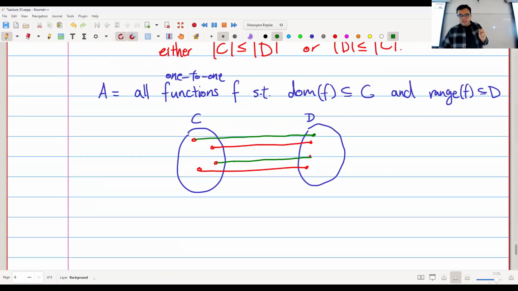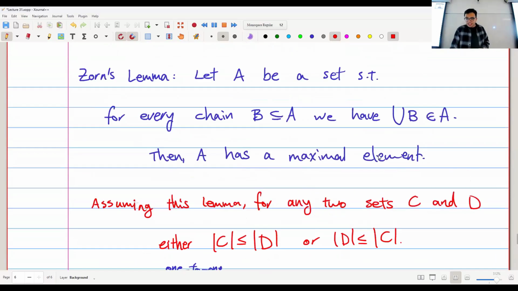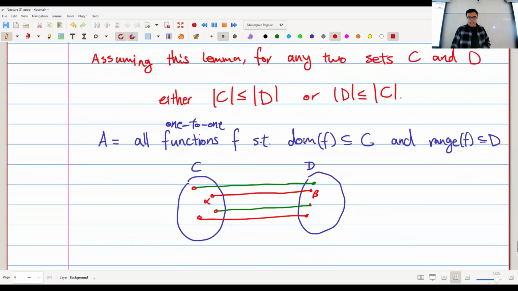So if I have a first function mapping alpha to beta, then I cannot have another function in the same chain that maps alpha to somewhere else, right? Because then it would not be a subset anymore. It's no longer a chain. Okay, so whenever I have a chain of functions, I can take their union. And again, this was a chain of one-to-one functions. So its union is also a one-to-one function.